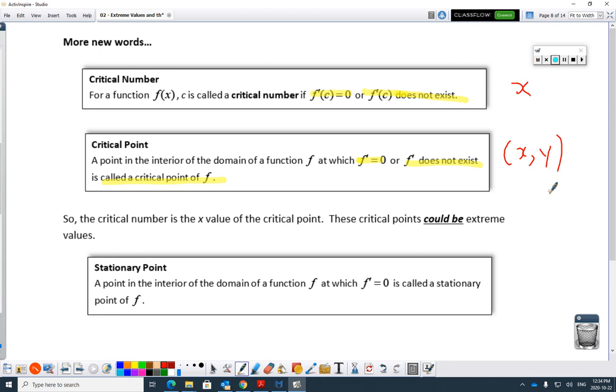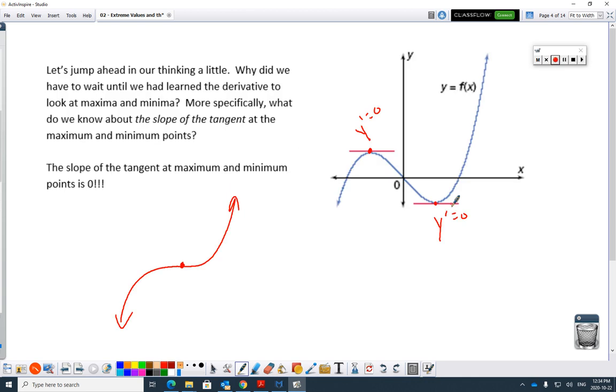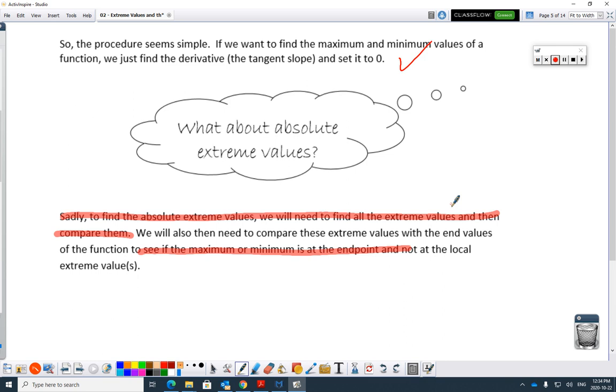So the critical number is the x value of the critical point. These critical points could be extreme values. You're like, what could? How could it? Well, that's what I was saying here. It could be an extreme value. Maybe the derivative goes to 0 and it doesn't turn. How are we going to know? The chart you were already building will tell you. It'll say positive derivative, negative derivative. Or maybe it'll say positive derivative, in which case you didn't actually get a max. You'll see in the examples.